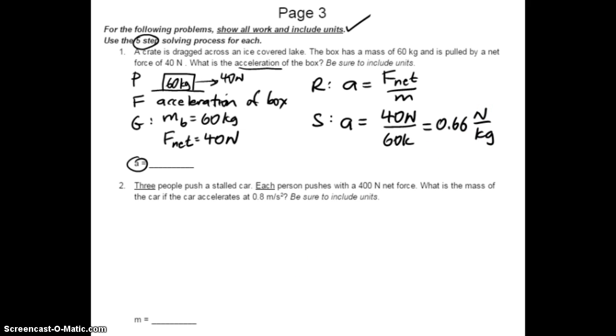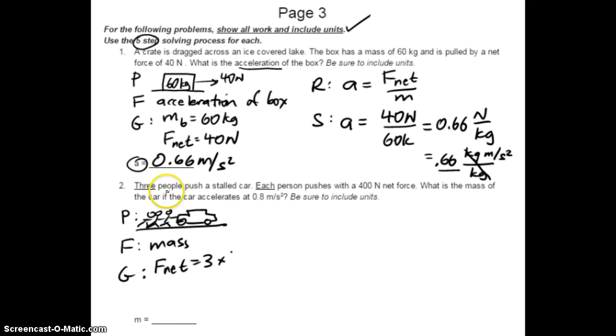What's that mean? You'll remember that a newton is the same as a kilogram meter per second squared. So if we write that all out, our kilograms cancel. We're given 0.66 meters per second squared. Why did I go to 2 decimal places? Because our numbers were given to a precision of 2. So 0.66 meters per second squared.